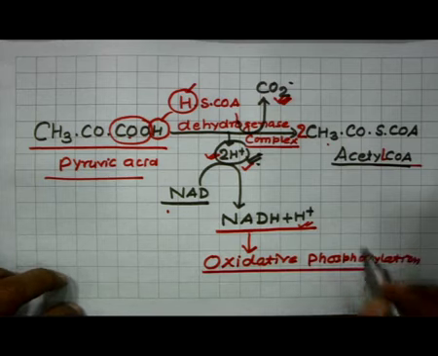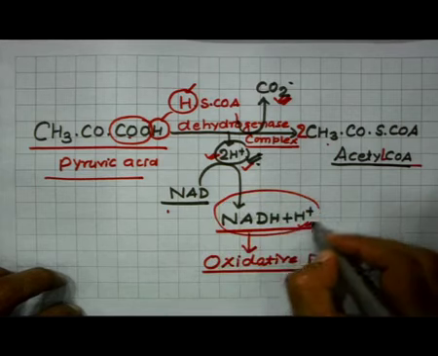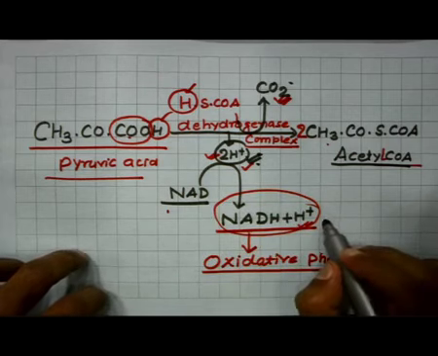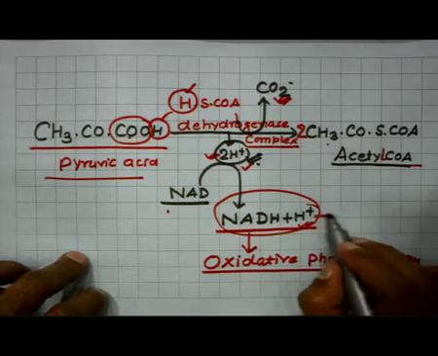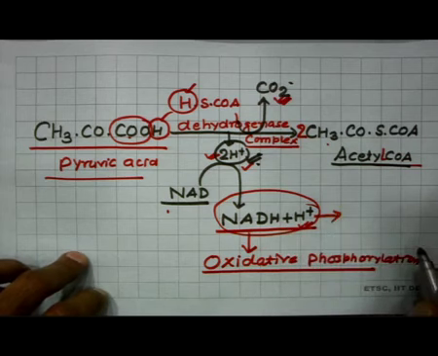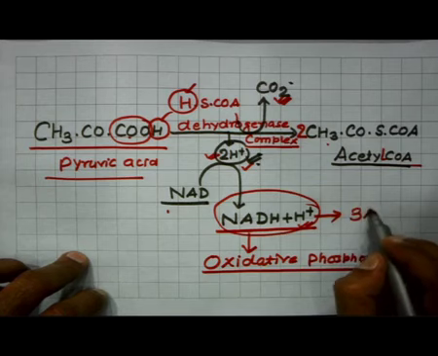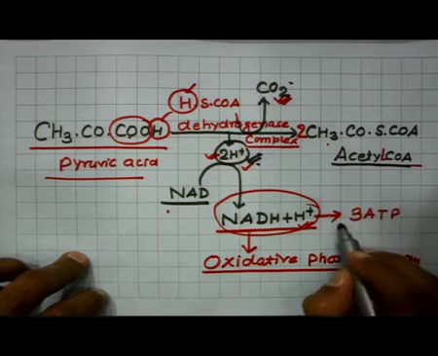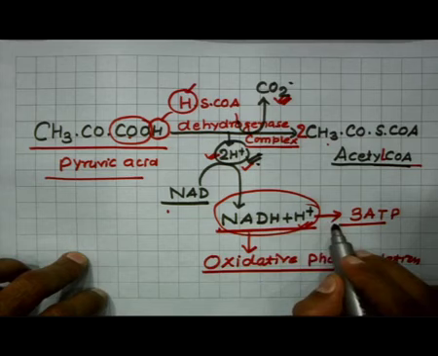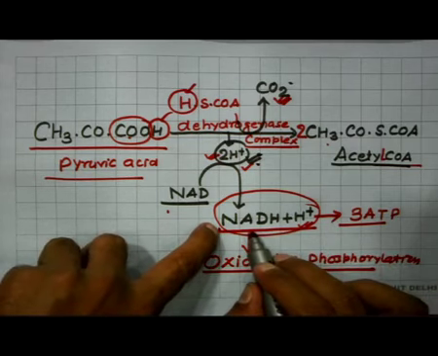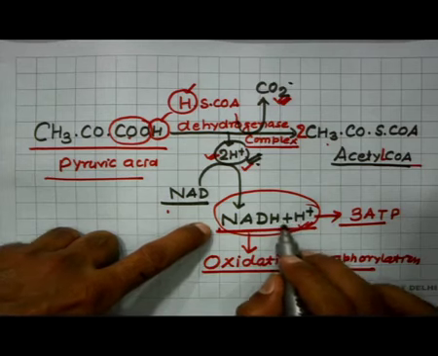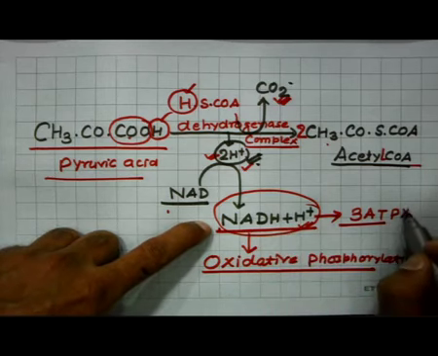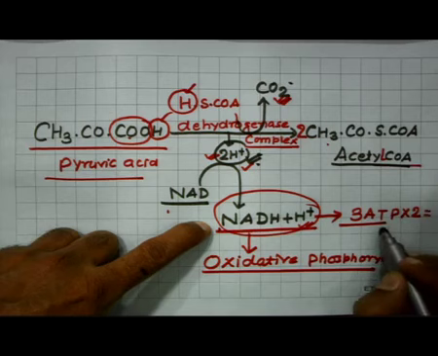And you know that, which I have already discussed in my last class, this NADH2 after the oxidative phosphorylation gives 3 ATP. One molecule gave 3 ATP, here the 2 molecules of NADH2 are formed. So, the net gain will be 6 ATP.